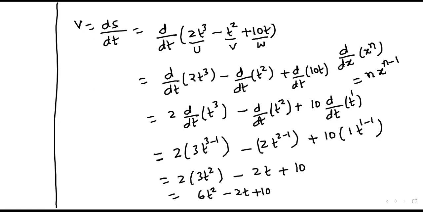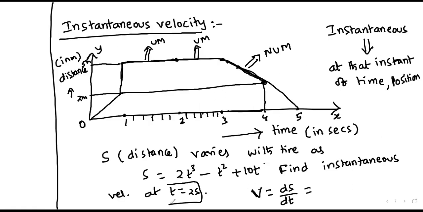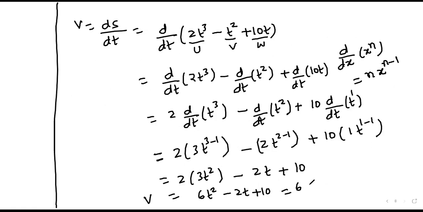Now you can see, they ask the instantaneous velocity at a time of 2 seconds. Now I'll substitute: 6 into 2 square minus 2 into 2 plus 10. That is 24 minus 4 plus 10, which is approximately 30 meters per second.